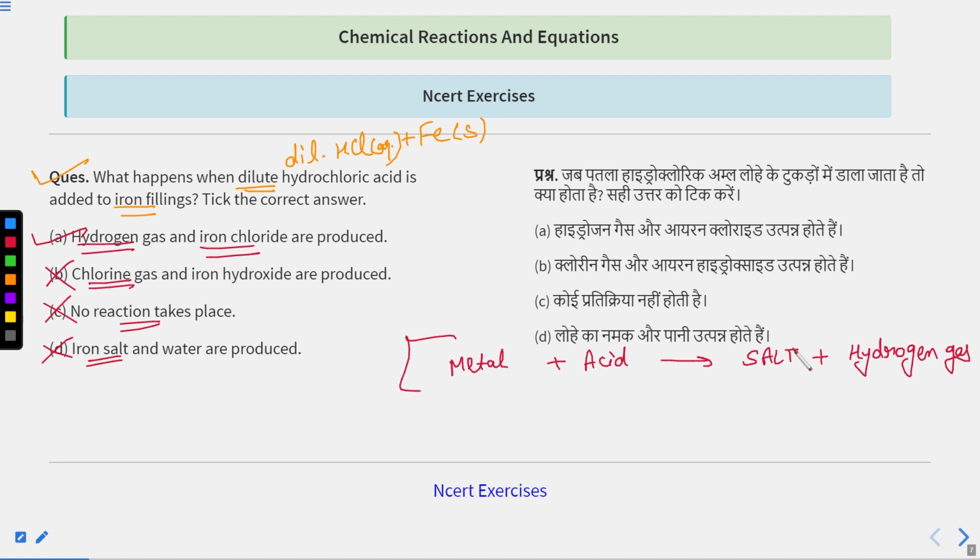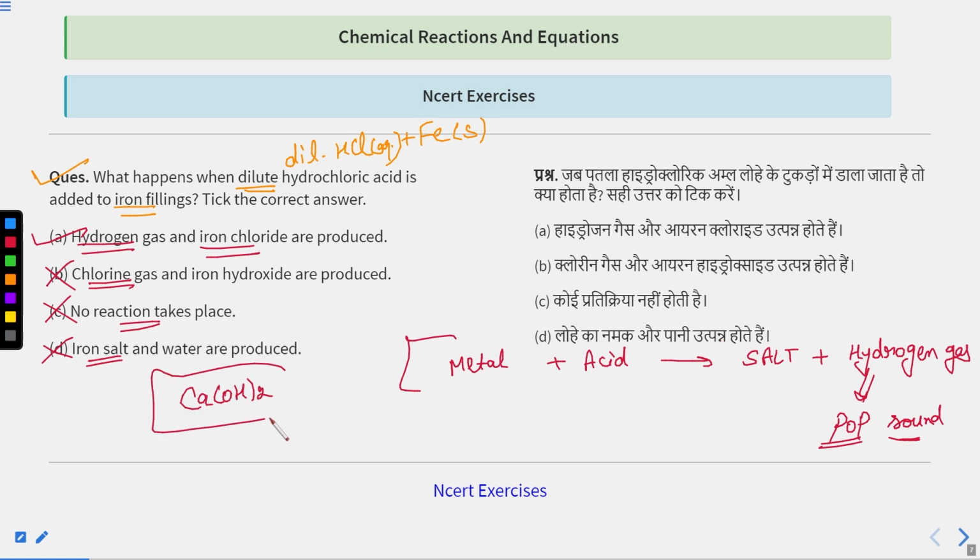Metal plus acid gives salt and hydrogen gas, and the test for hydrogen gas is the pop sound. What is the test for CO2 gas? For CO2, we can pass the CO2 gas through lime water. Lime water turns milky. Lime water is the aqueous solution of calcium hydroxide.